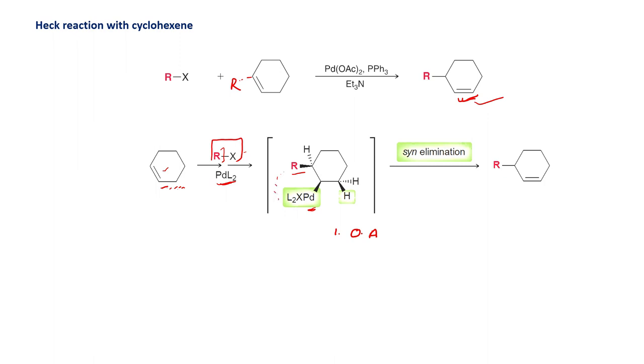Now when we talk about syn elimination, you can see this hydrogen is on same side with this palladium, but this hydrogen is on another side which is far from this palladium. So the maximum possibility is removal of this hydrogen by palladium. So that is the reason your double bond shift occurs when you perform Heck reaction with cyclohexene.